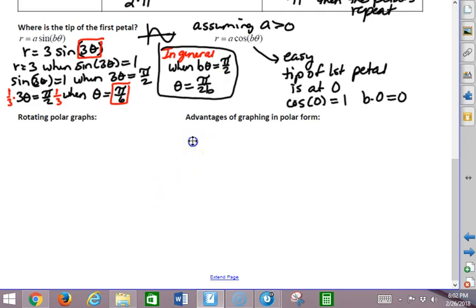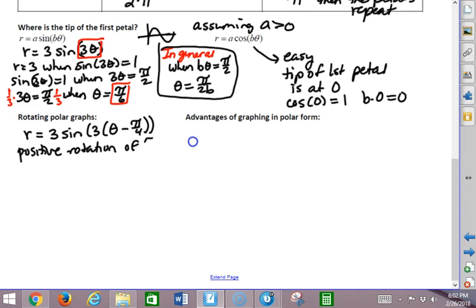Now rotating polar graphs. So if I have any polar function, we'll just look at this as an example, r is equal to 3 sine of 3 times, and then in parentheses, theta minus pi over 4. So when we subtract, this is a positive rotation of pi over 4. So the entire graph, every petal rotates pi over 4.